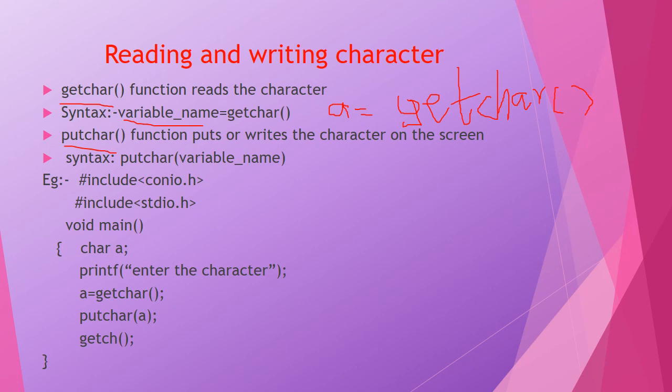#include conio.h as usual, stdio.h, void main, char A. Since it is a character, I have given char, and you can see there is no square bracket after it. I am giving here printf enter a character. Now A is equal to getchar. Now I want to print it, so putchar, and in the bracket I specify the variable name, that is A. So this is the way we use the getchar and also the putchar function.